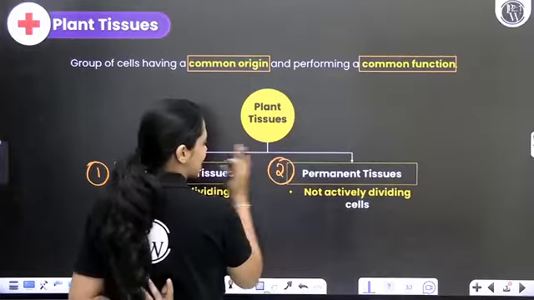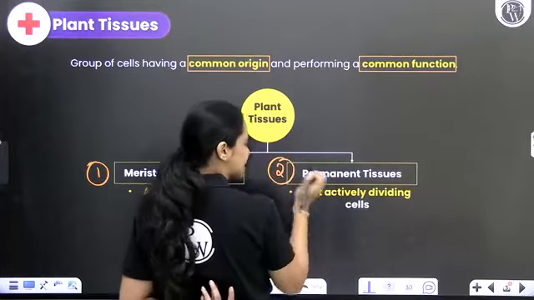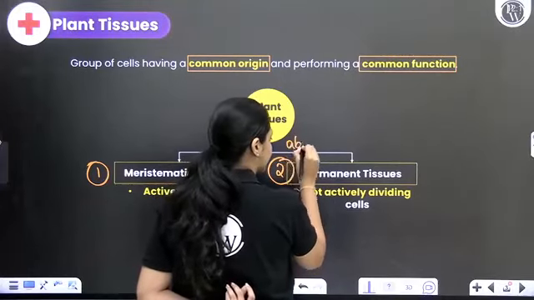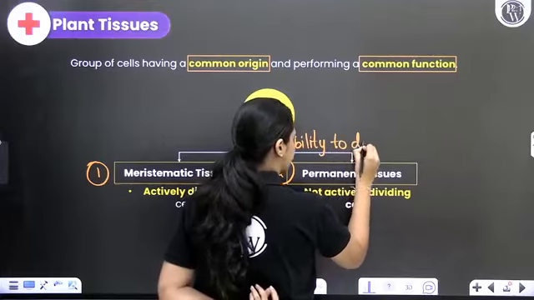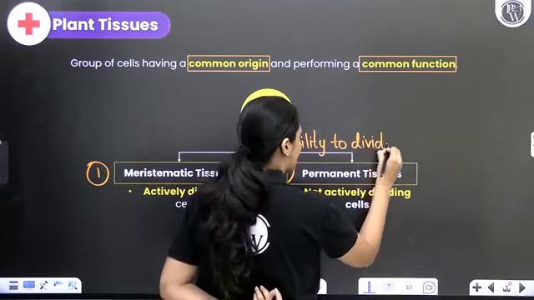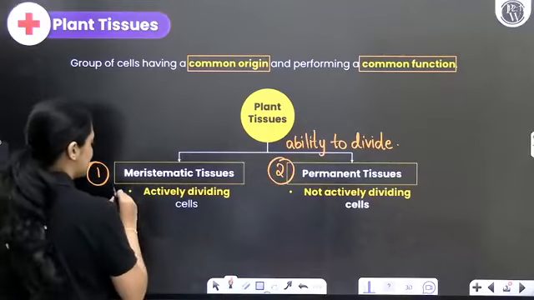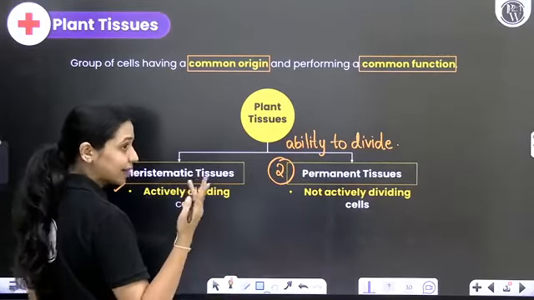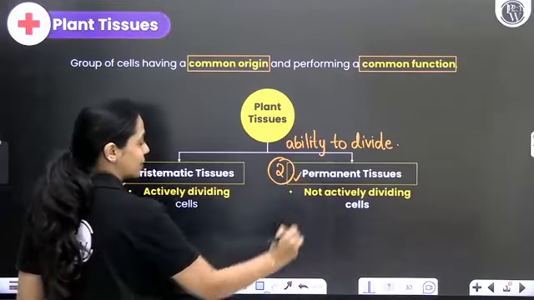So what is this classification based on? This classification is based on whether the cells in that tissue have the ability to divide. If they do have the ability to divide, we call it meristematic tissue. If they don't have the ability to divide, they had it, but they've lost the ability to divide now, then we call it permanent tissues.